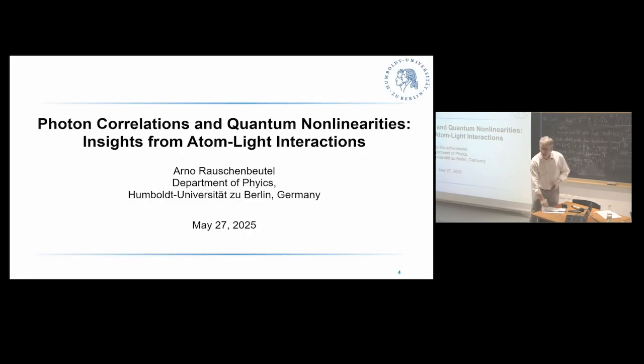So, yes? Yeah, I have a question regarding the criterion 1, because sometimes in papers you see people quote G2 of 0 less than or equal to 0.5 to demonstrate quantum. So the question is, is it quantum if G2 of 0 has to be smaller than 0.5 to be quantum?